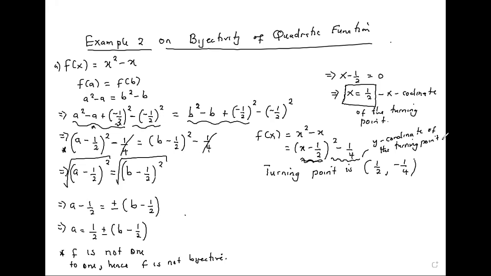Now, the purpose is to make the function bijective. That is the main purpose. We want to make the function bijective. So what we do is we pick this number and say, let now the domain of f be equal to x, a real number, such that x is greater or equal to 1 over 2. First thing. Then the range is going to be y, a real number.